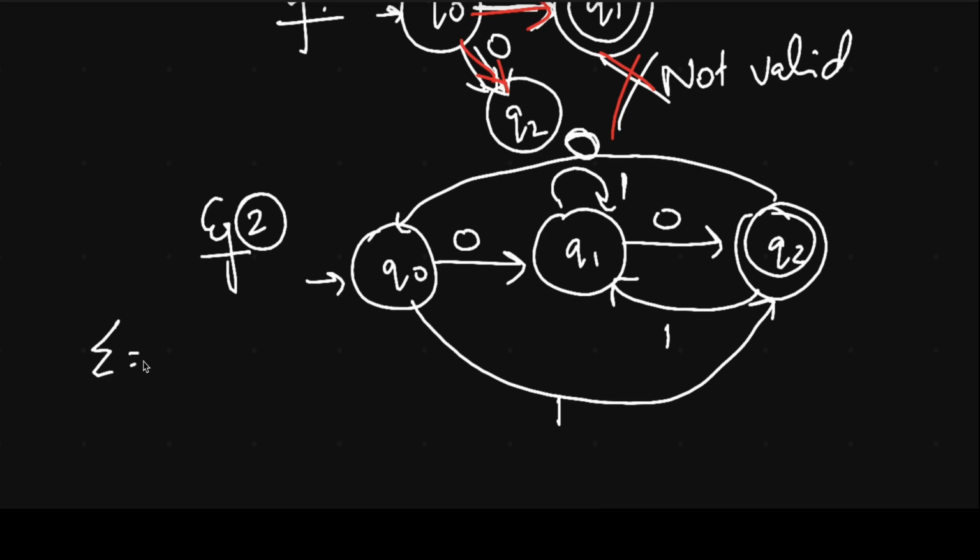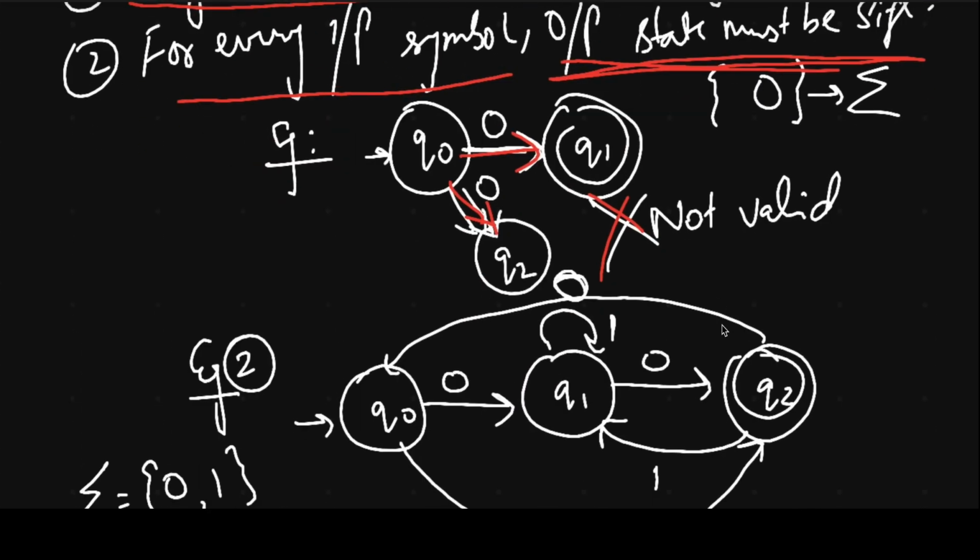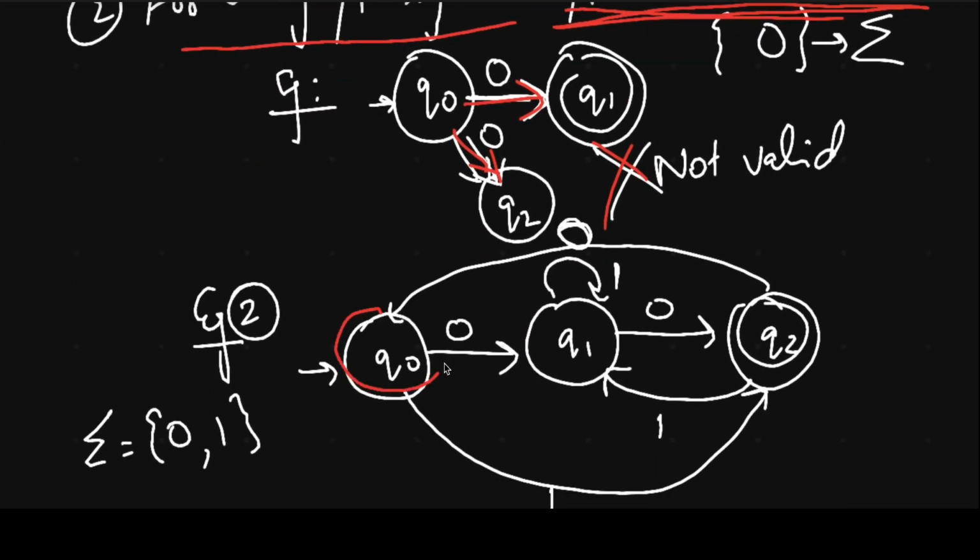So here sigma is our two input symbols 0 and 1, and for condition 1, what does condition 1 say? Condition 1 says every state will be defined for every input symbol. Here every state is defined for every input symbol. Our input symbols are 0 and 1. For Q0, for 0 it is defined, yes. For 1 it is defined, yes. Q1 for 0 it is defined, yes. For 1 it is defined, yes. For Q2, 0 it is defined, for 1 it is defined. So condition 1 is satisfied.